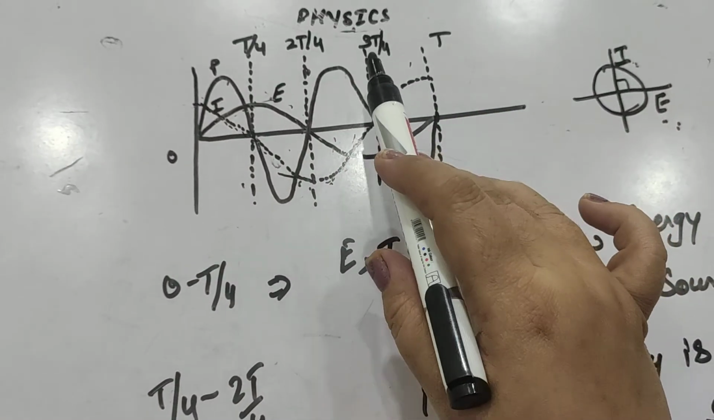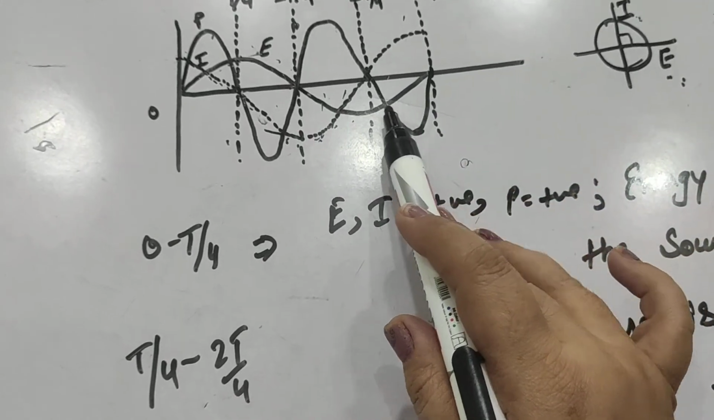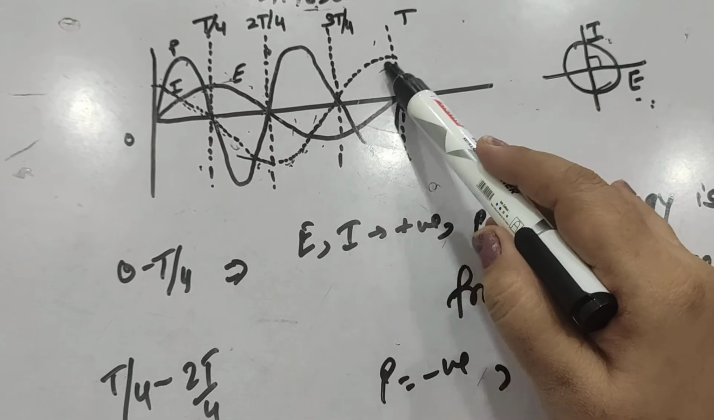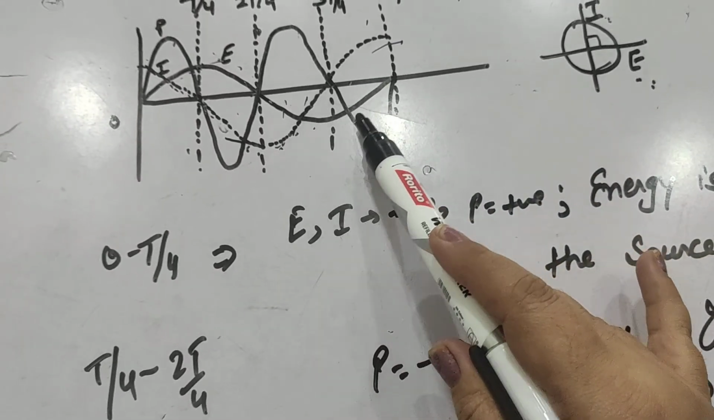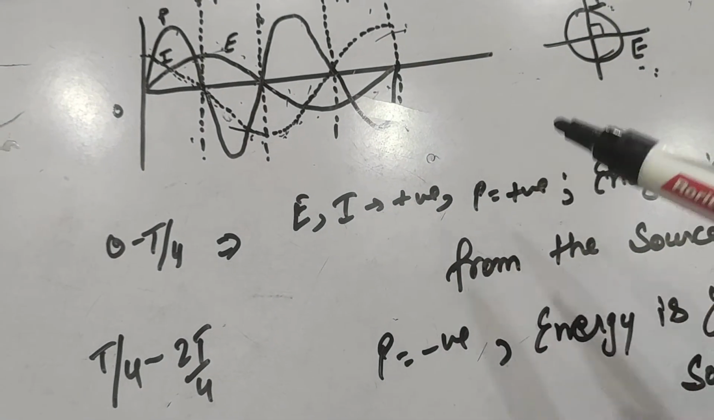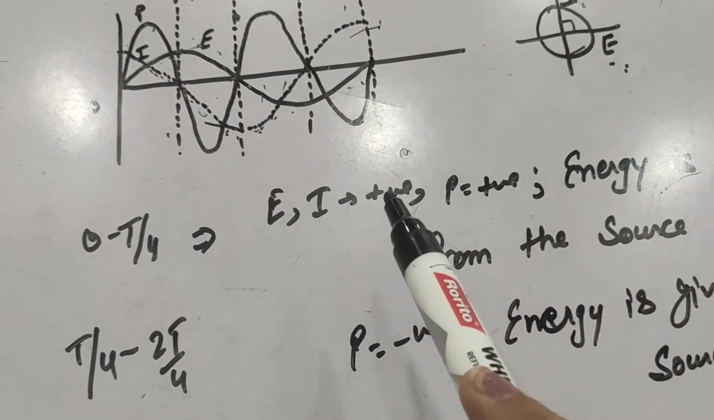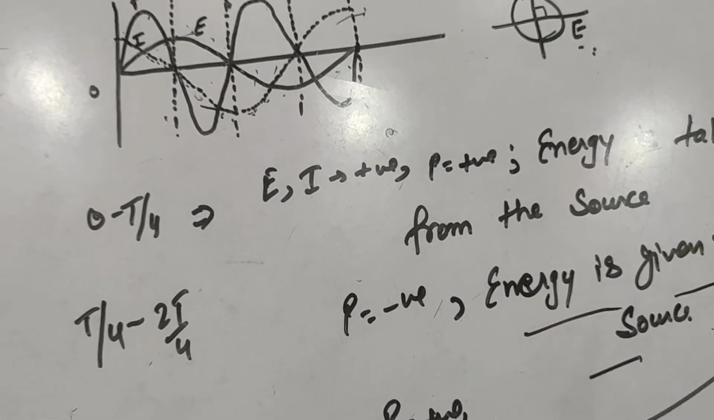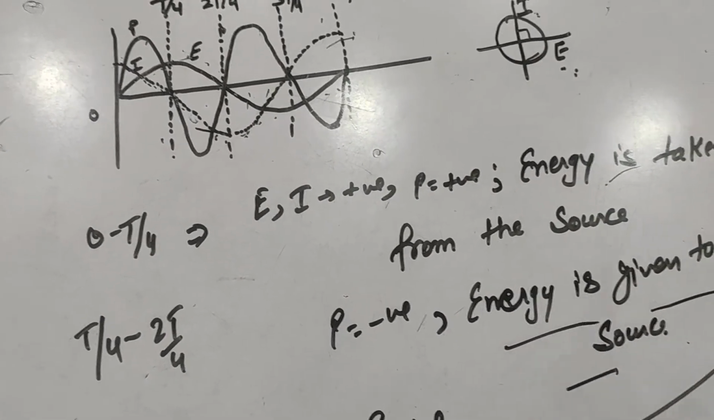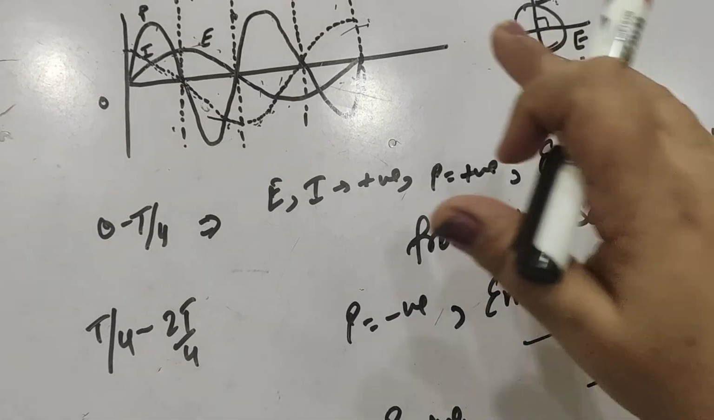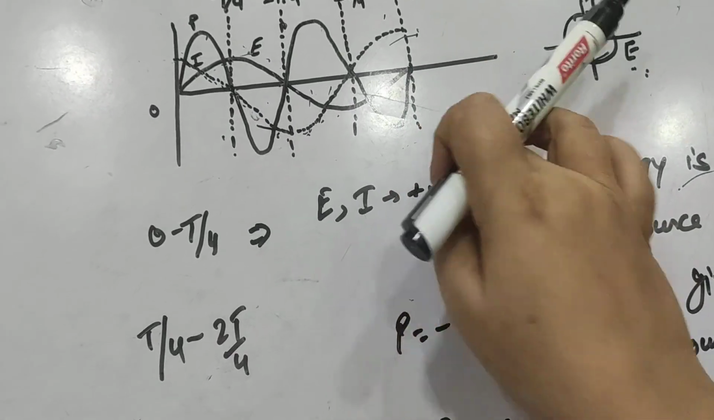Again from 3T by 4 to T, you can see here the current is positive but EMF is negative. So the product is negative, and it means that now the capacitor is being discharged in the negative direction, and we can say that energy is given to the source. So this is how the charging and discharging of a capacitor is done, and we can have the knowledge of average power associated with the capacitor.